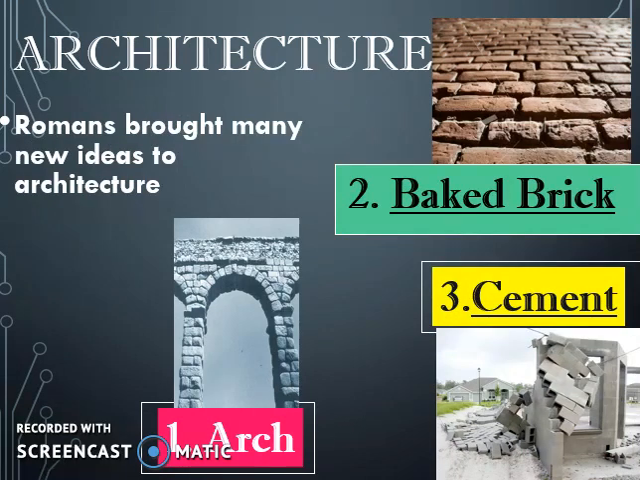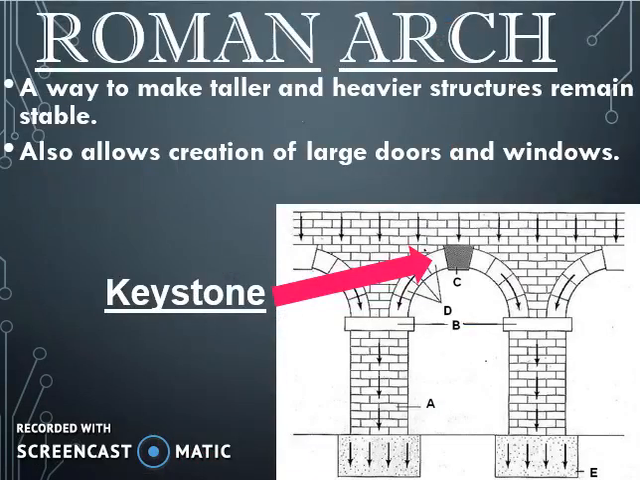In terms of architecture, Romans brought many new ideas to architecture. The arch being one, baked brick, cement. All of these are going to be used for a lot of the buildings, a lot of the structures that will be created in the Roman Empire, some of which are still standing today. So the arch was really important.